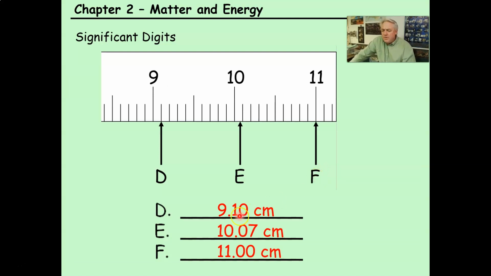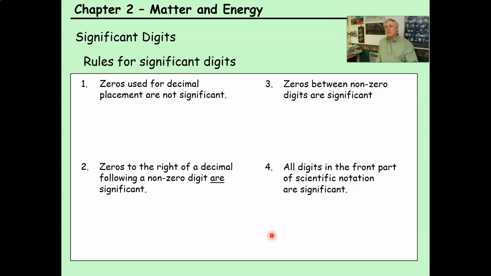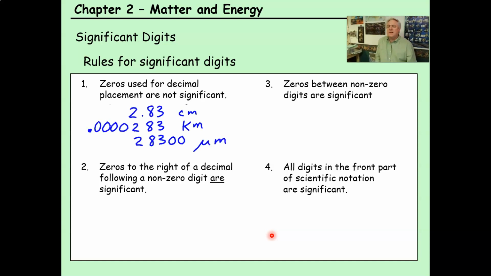Now, sometimes it's those zeros that are sort of questionable. Do we need to include the 0 on the end? And where the zeros count as far as the number of significant digits, that gets a little bit confusing. Let's look at a few rules. Zeros used for decimal placement are not significant. Now, what's an example? Here's 3 measurements. They're all the same precision.